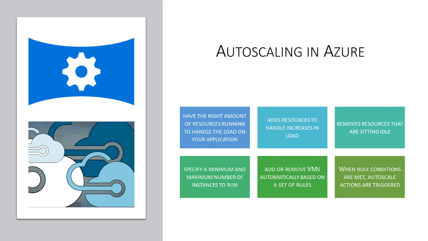You can then automatically scale between the two extremes, the minimum limit and the high limit, and you do so using rules that you create. When rule conditions are met, one or more of your auto-scale actions are triggered. You can add and remove VMs or even perform other actions.